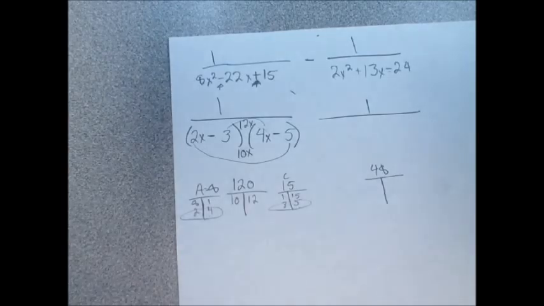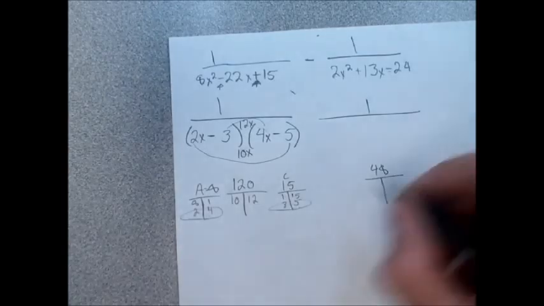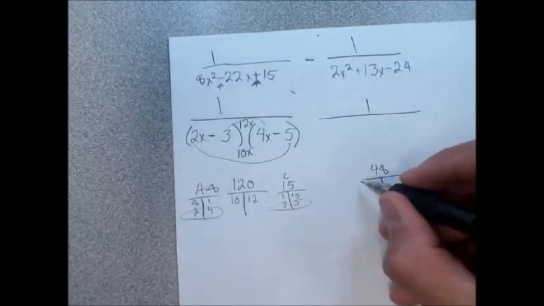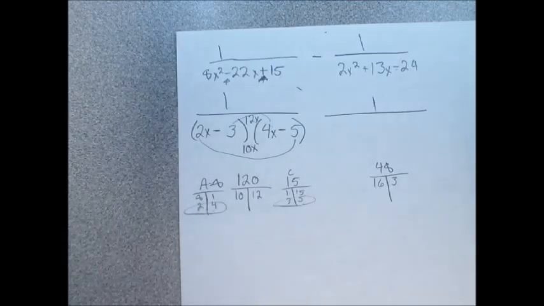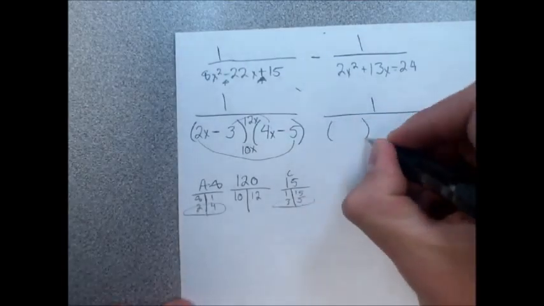Factors of 48 that when subtracted give me 13. I think it's 16 and 3. Somebody check it for me, would you? Yeah. Okay, so since it is 16 and 3, I'm going to start setting up my parentheses.